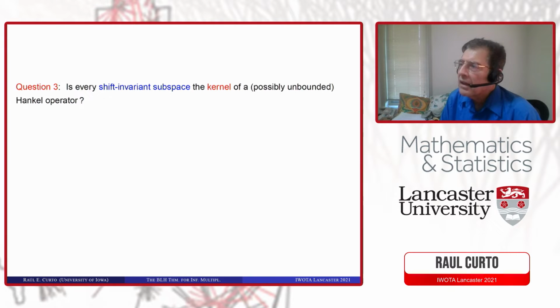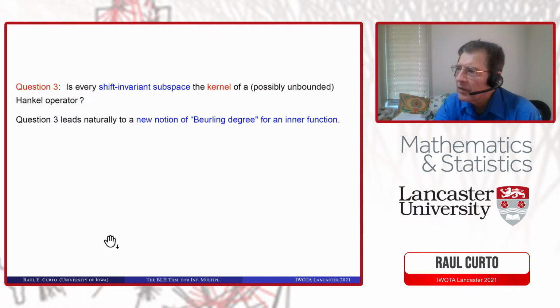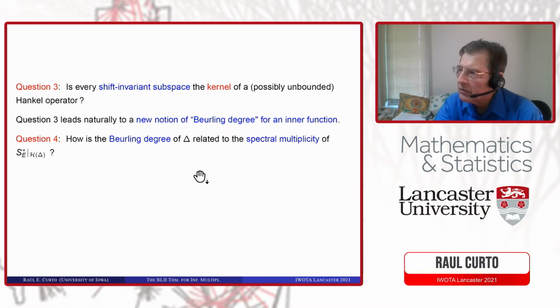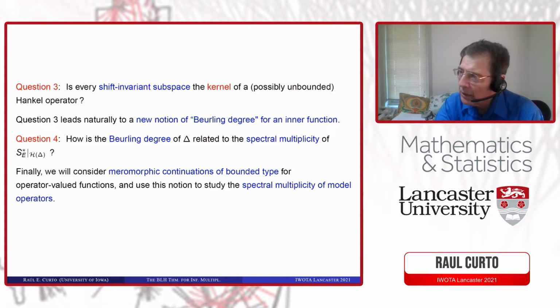Question three talks about a shift invariant subspace being the kernel of a possibly unbounded Hankel operator. And so here, motivated by this question, we produce a new notion of Beurling degree, as we call it, for an inner function. And so the next question has to do with how is that Beurling degree for the inner function related to the spectral multiplicity of the restriction of the backward shift to the model space?